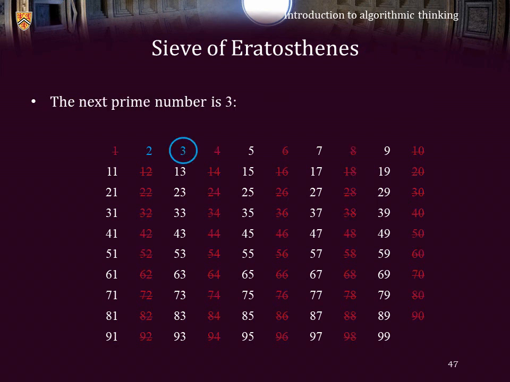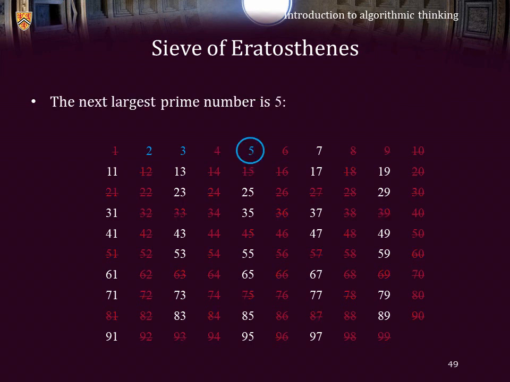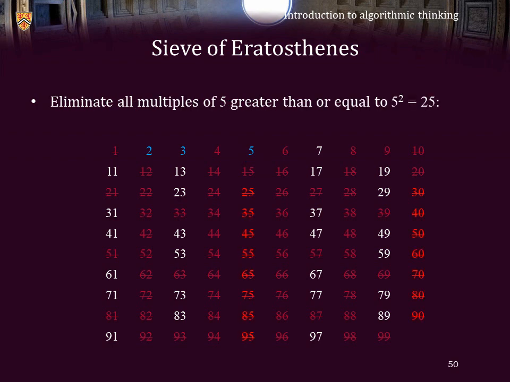The next prime number is 3. We will now eliminate all multiples of 3 greater than or equal to 3 squared, which is 9. All right. The next prime number is 5, and we will eliminate all multiples of 5 greater than or equal to 5 squared, or 25.